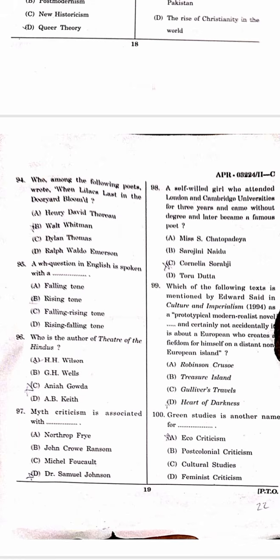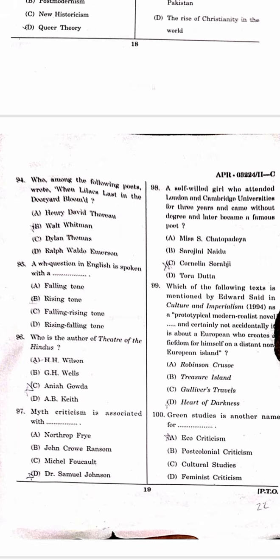Question number 97. Myth criticism is associated with Northrop Frye. Michel Foucault, Dr. Samuel Johnson, and J. C. Ransom are the wrong options, and the correct option is Northrop Frye, option A. Question number 98. A self-willed girl who attended London and Cambridge universities for 3 years and came back without a degree and later became a famous poet. The option is Sarojini Naidu.